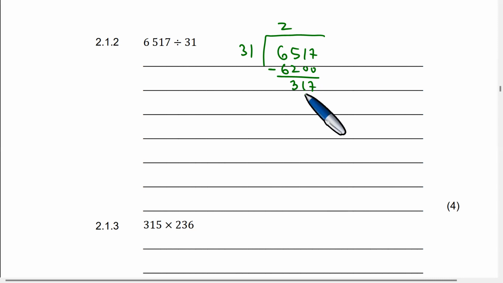Now 31 goes how many times into 31? Once. 31 times 1 is 31. So you subtract, you have a 0 for the 31, and then there is a 7. 31 goes how many times into 7? It doesn't go, actually 0 times. When you multiply 31 by 0, you get 0, which leaves 7.